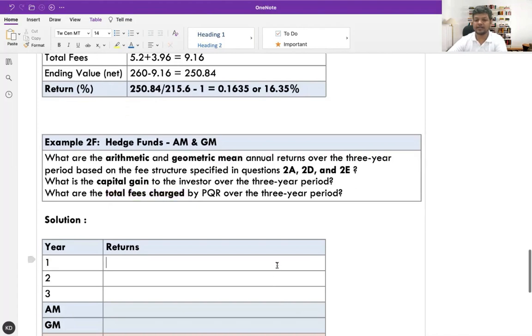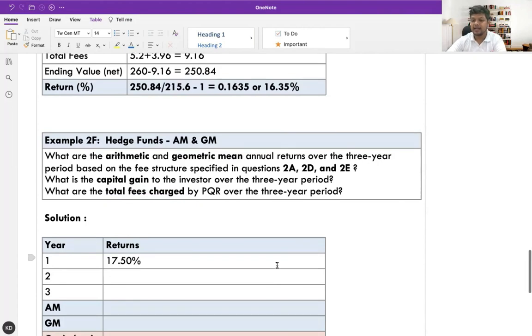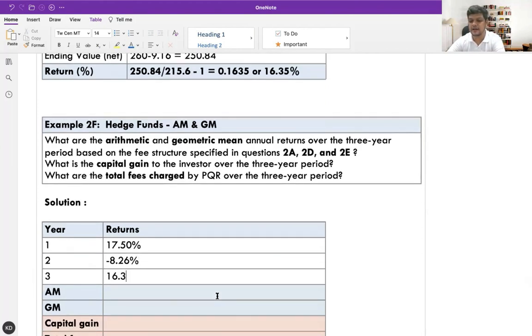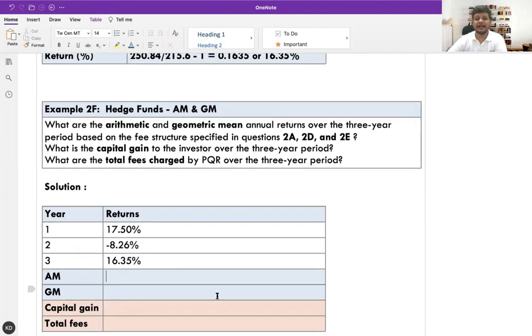Okay. So first of all, what is the first year return? I got 17.5. Correct? The second year return was minus 8.26, if I'm not wrong. And the third year, we got 16.35. Clear? Let's take a simple average of all. 17.5 minus 8.26 plus 16.35 divided by 3. That's going to be your arithmetic mean. That is 8.53. Let me know if I'm correct. Yes. Now, geometric mean is slightly equal to or less than arithmetic mean, right?